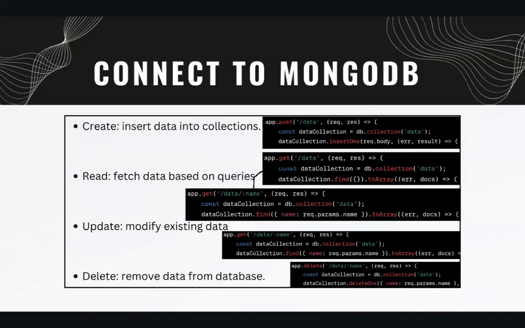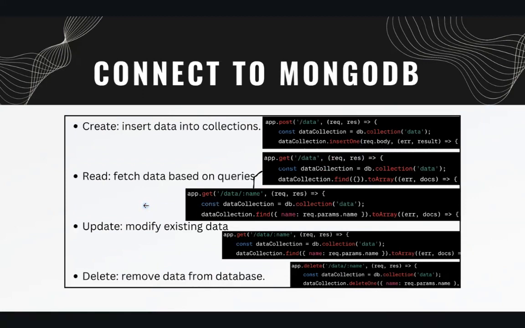As we've mentioned before, Node.js allows connecting to databases like MongoDB for CRUD functions, which are create, read, update, and delete. In this case, they each have a more specific meaning. Create means insert data into our collections. This is done by defining a post route to insert data into our database. And in this code, we use insertOne to add one record to our database.